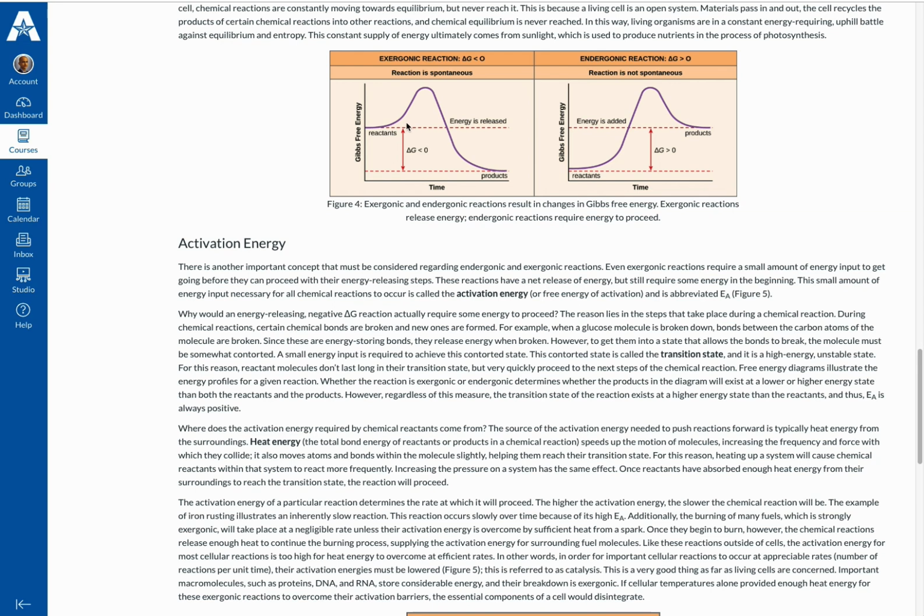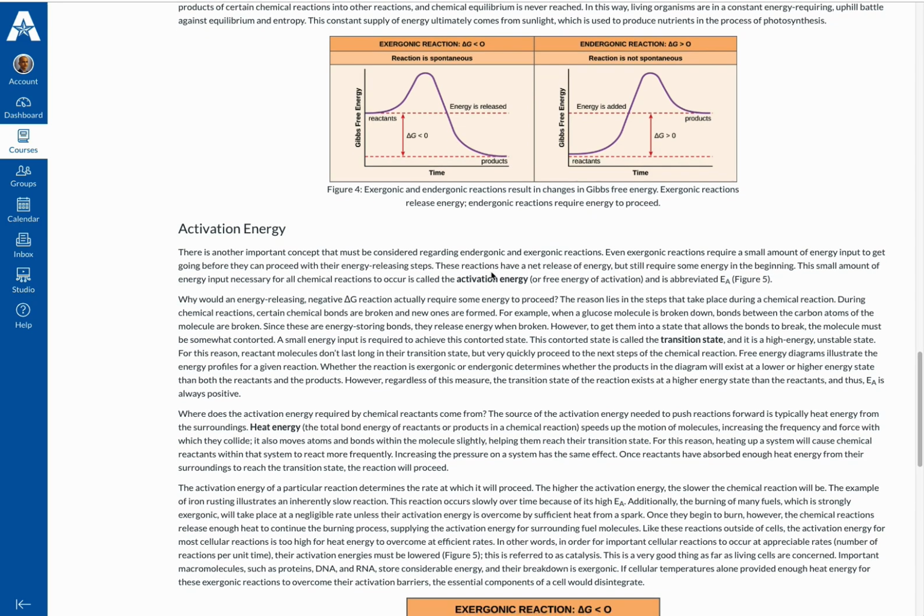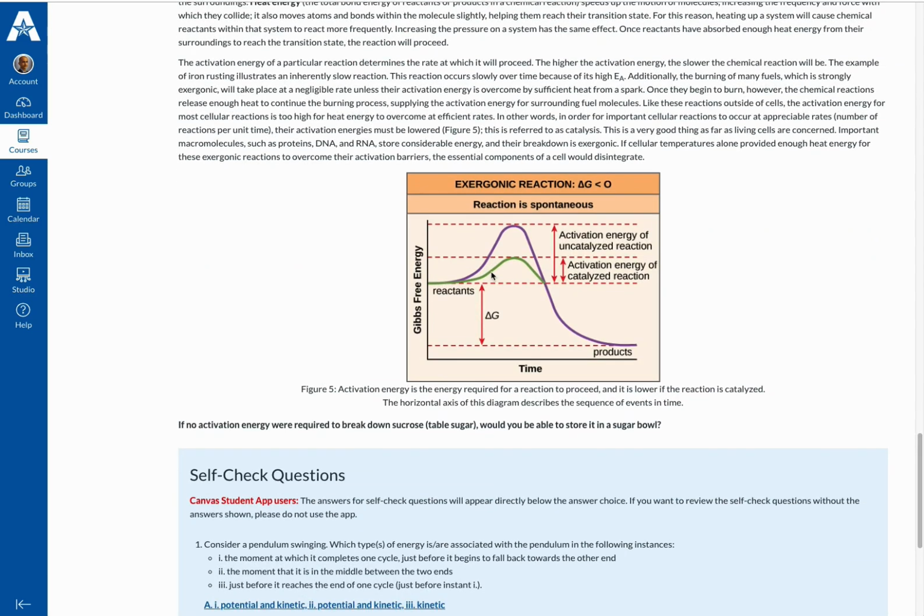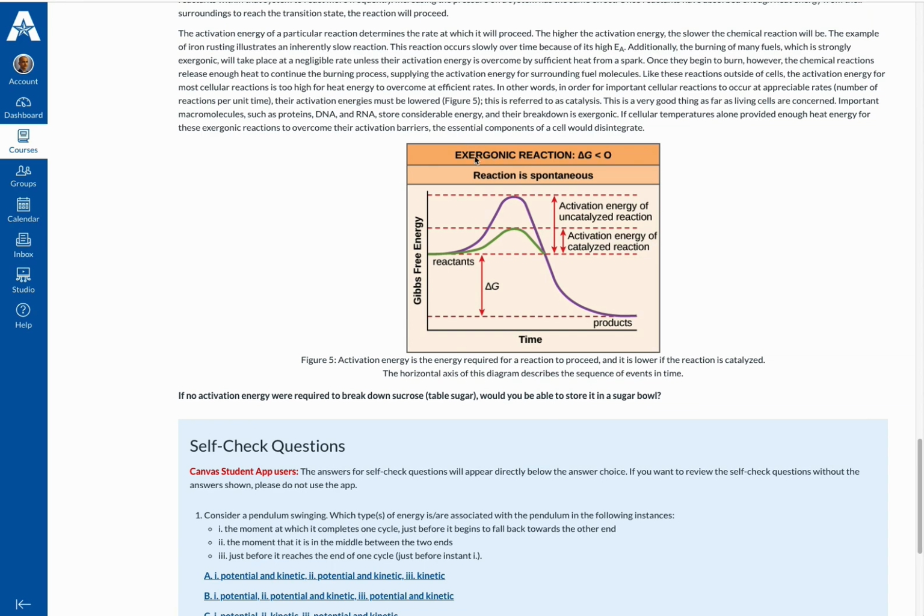And when stuff is in this interim phase, this humpy, whatever you want to call it, it's in a transition state. Again, exergonic reactions are spontaneous. Endergonic reactions are not spontaneous.